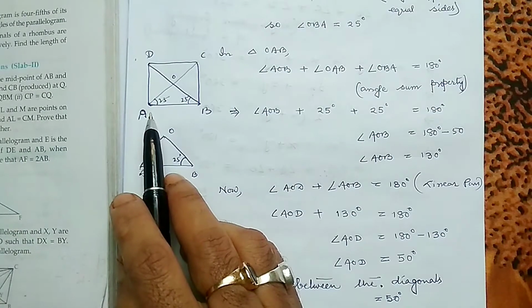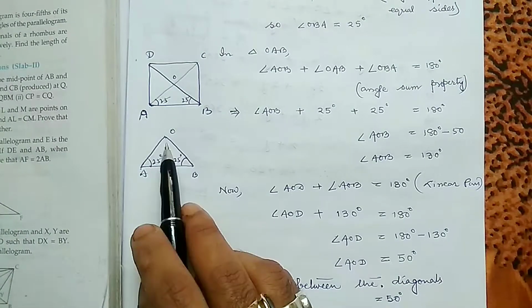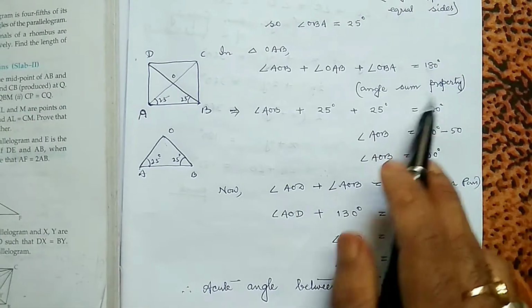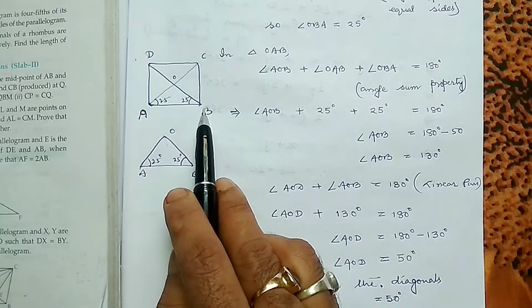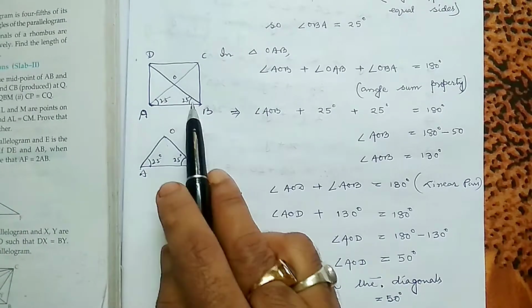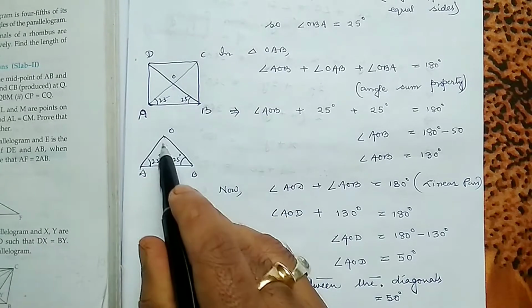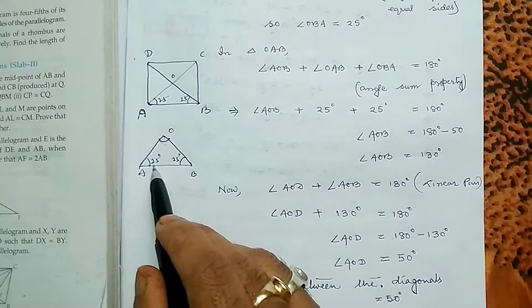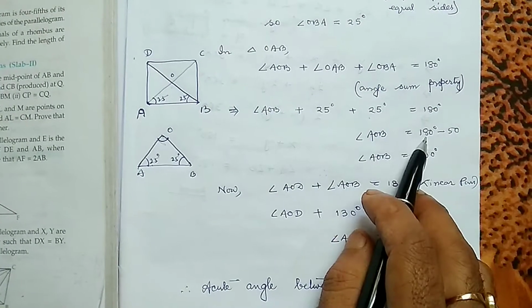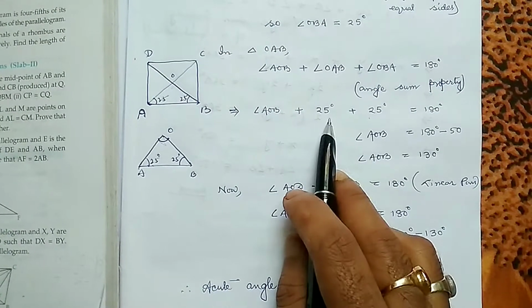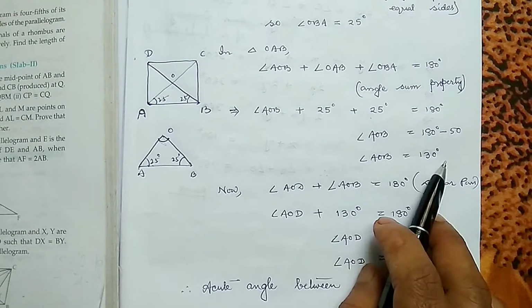Now if I consider triangle OAB, the sum of three angles will be 180. We know the angle sum property. So angle AOB plus OAB plus OBA, the sum of these three will be 180. Now AOB is not known to us, this is 25, this is 25, and the sum is 180. So angle AOB will be 180 minus 25 plus 25, that is 50. When it goes to the other side, it becomes minus 50. So angle AOB equals 130 degrees.